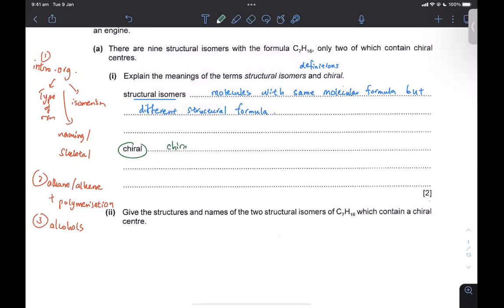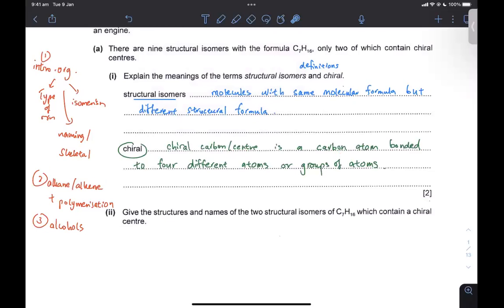Okay, so a chiral carbon or a chiral center basically is a carbon atom bonded to 4 different groups of atoms, okay? So this is under stereoisomerism actually, bonded to 4 different atoms or groups of atoms. It doesn't have to be atoms, it can be groups of atoms, meaning it can be alkyl or something else. But what is very important is carbon forms 4 bonds. So all the 4 groups or all the 4 atoms that it is bonded to has got to be different in order for you to have chiral center.